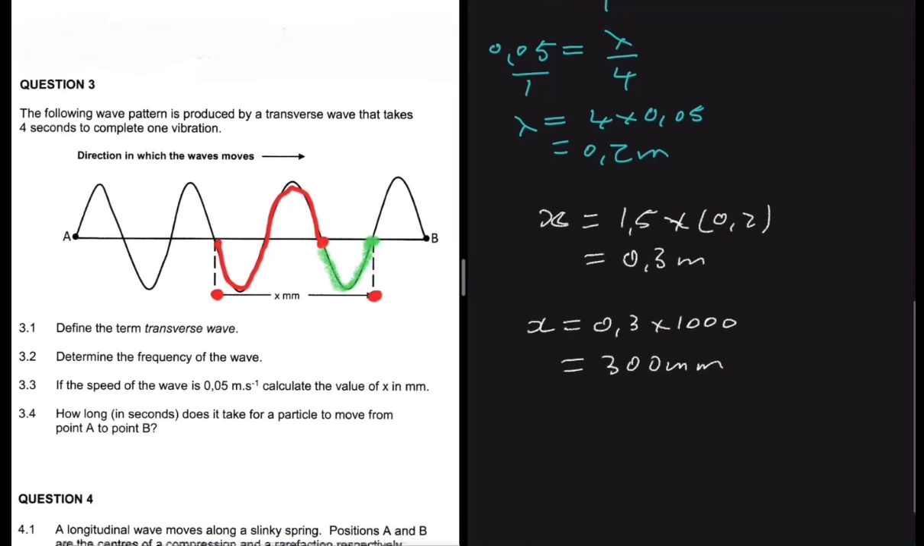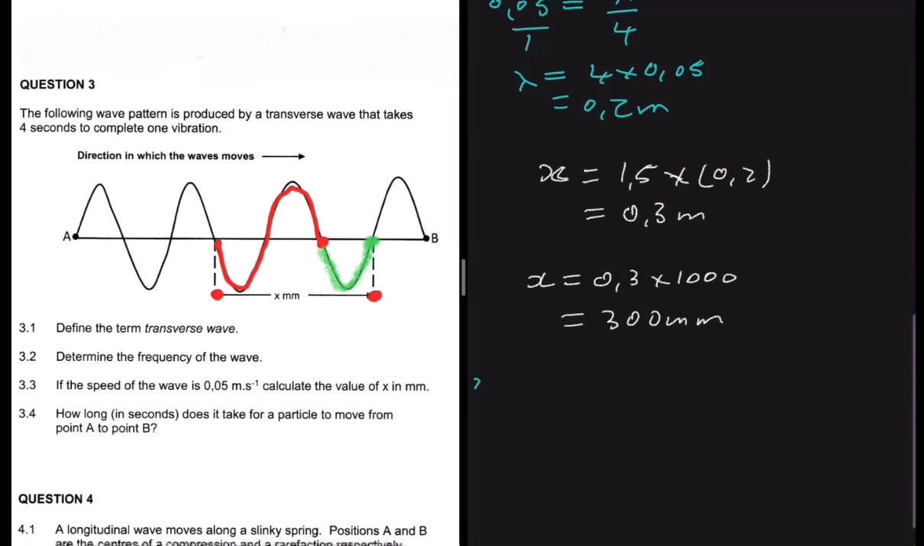And now let's move to the next one, 3.4. 3.4 is saying, how long in seconds does it take for a particle to move from point A to point B, right? Let me show you something. So it takes the particle 4 seconds to move one wavelength, right? So from A up to this point, it takes 4 seconds. So we have the first 4 seconds, right? And then from here up to this point, we take another 4 seconds, right? That's the period of the wave.